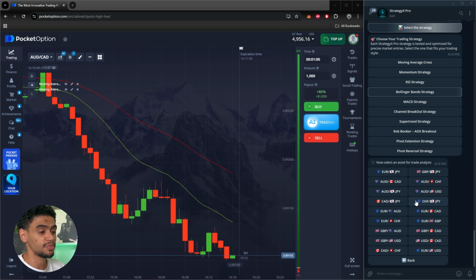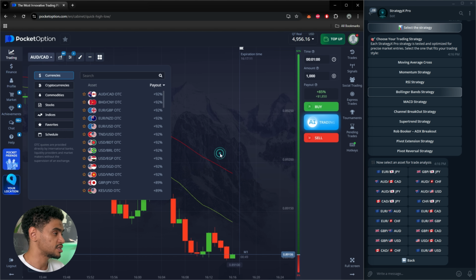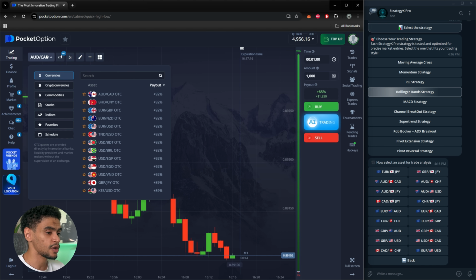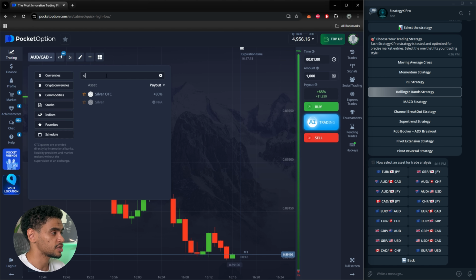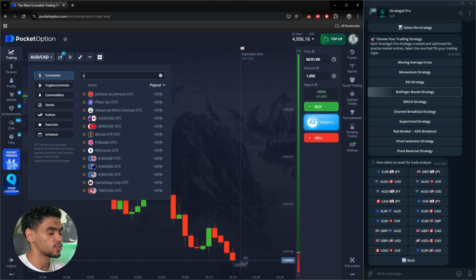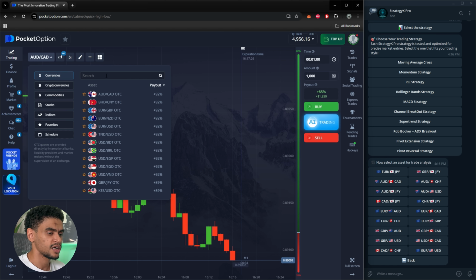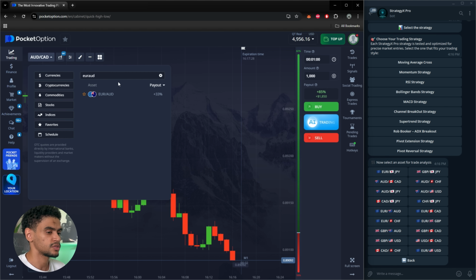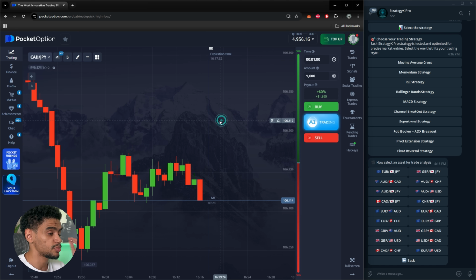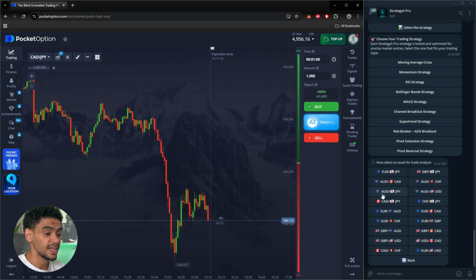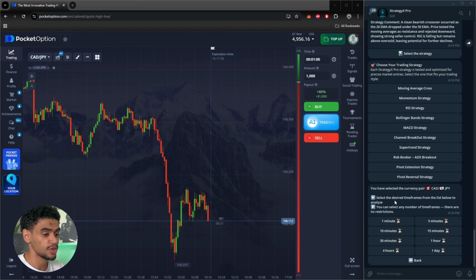Now let's try Bollinger Band strategy. Same process. We're gonna delete because we don't need this. And now let's find another asset. Australian dollar, Japanese yen, for example. Bad payout. We skip. We want above 80% or at least around that. I saw euro, Australian dollar. No. Let's try Canadian, Japanese yen. Yep, there it is. 80%, sideways market, a difficult situation. We already selected the strategy, so let's go with Canadian, Japanese yen.